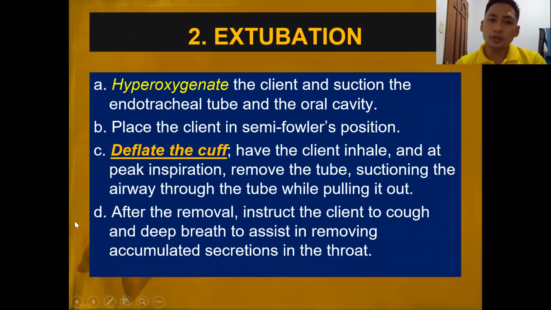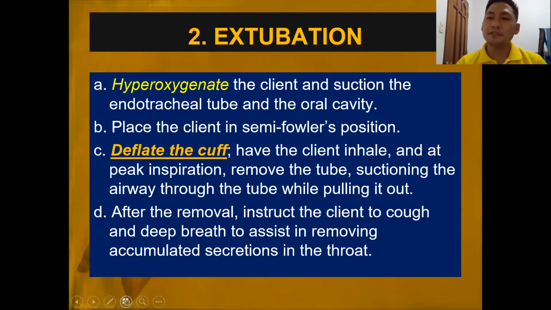So before you extubate the patient, extubate means to remove the endotracheal tube. Make sure you hyperoxygenate the client and suction the endotracheal tube and the oral cavity. Of course, when it is attached to a mechanical ventilator, you just press the hyperoxygenate button on the mechanical ventilator. It will just provide a high oxygen concentration to the patient at a given time. If the patient is on an Ambu bag, then we pump it 5 times, 1, 2, 3, 4, 5, to hyperoxygenate the patient.